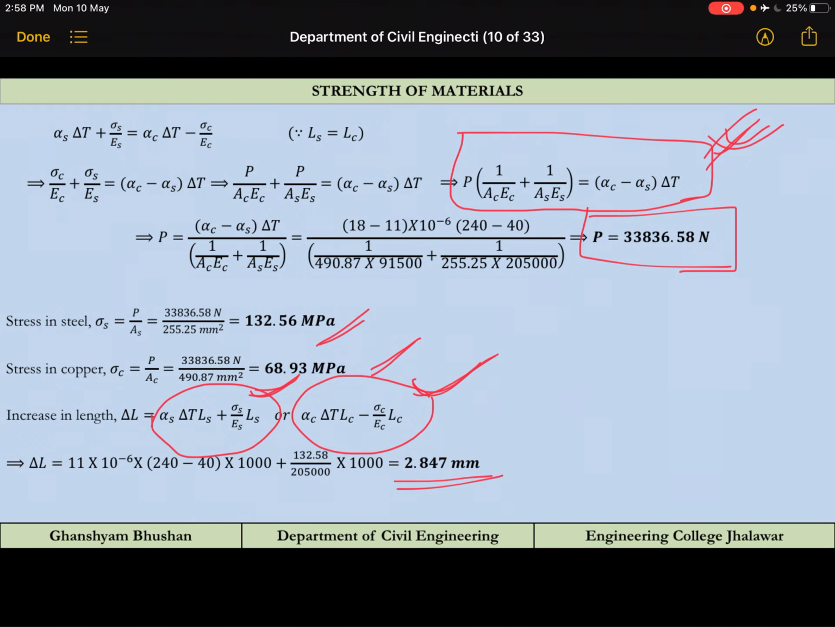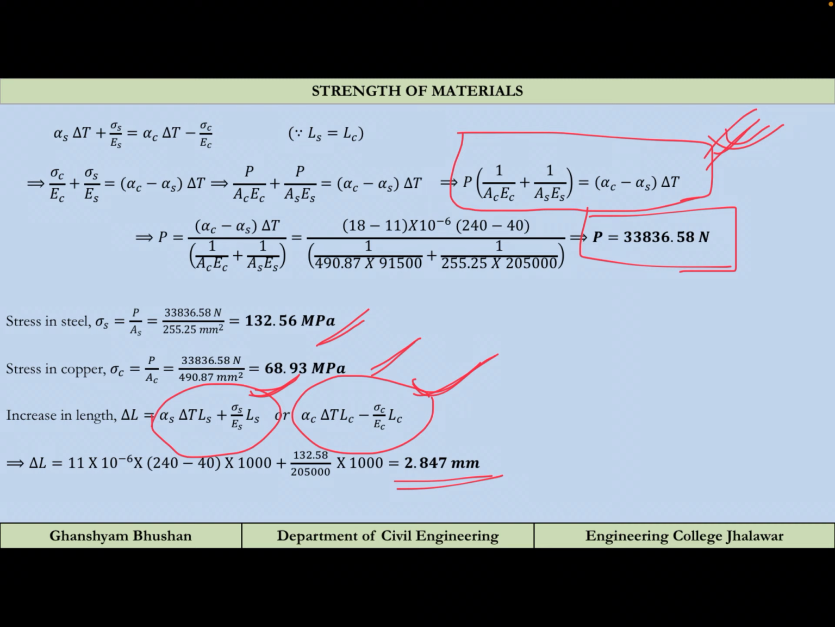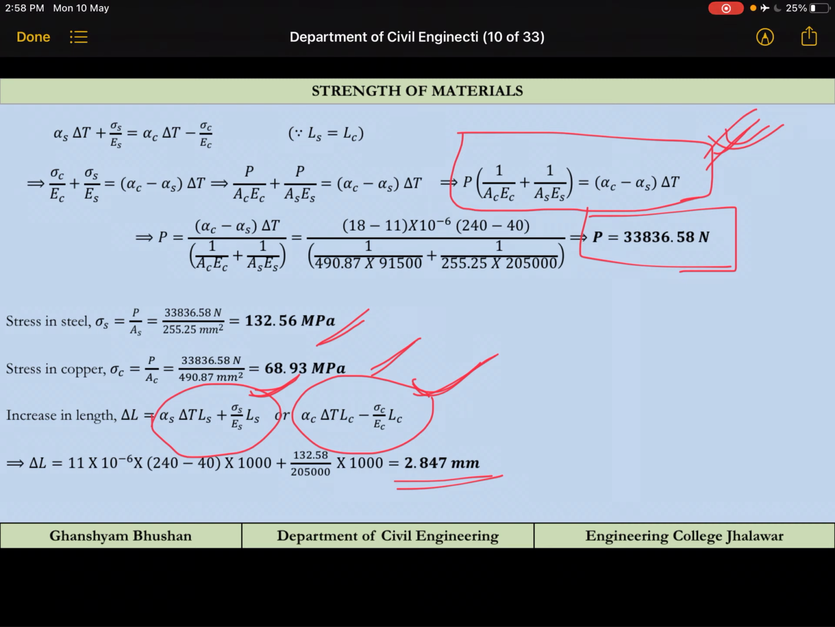So this is all for today. In the next lecture we will try to solve some more problems, and in this week or next week this chapter will be over.